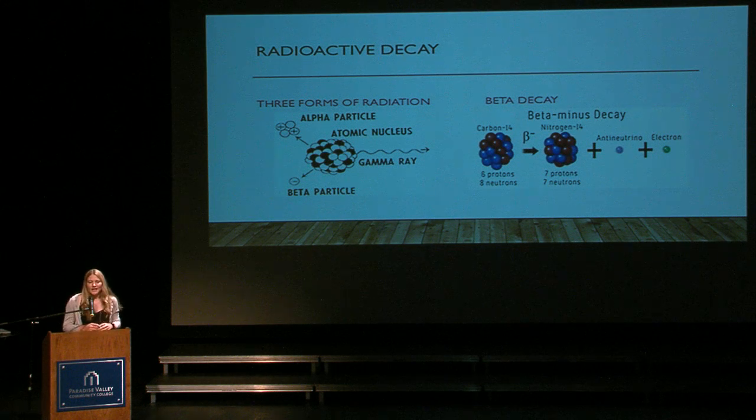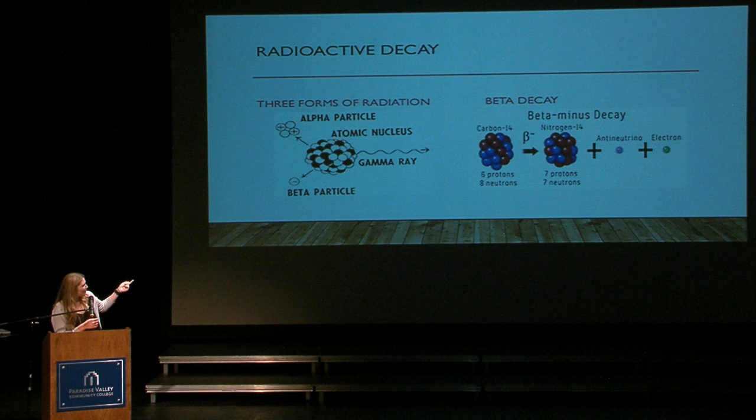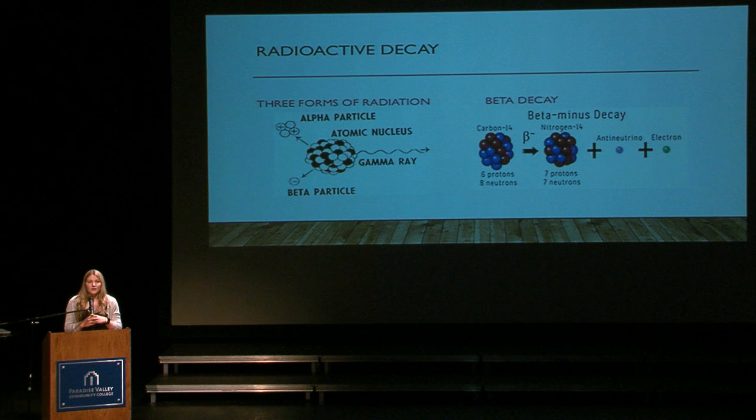And radioactive decay comes in 3 different forms. There's alpha, beta, and gamma. And carbon-14 goes through beta decay. So it switches one of its neutrons into a proton and emits an electron, as you can see in the picture to the right. And when it does this, it actually changes the atomic structure of the element itself. So it changes from carbon to nitrogen-14.